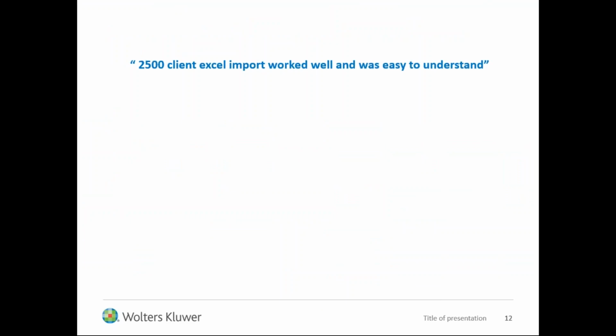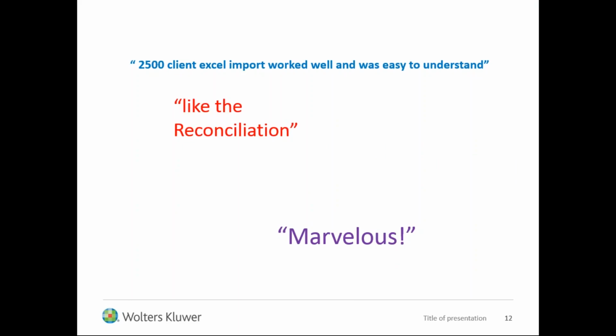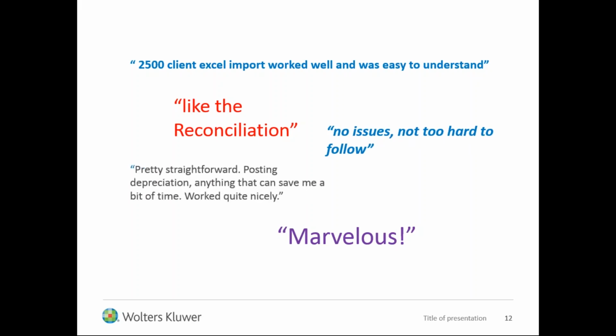I've just taken some of the topmost hits or quotes from customers who have used both the Working Papers Management and also the Fixed Asset Register. I think the important one is that first one, about 2,500 client or fixed asset Excel import worked well, was easy to understand. And like I mentioned, the most popular aspect is the reconciliation element in the Fixed Asset Register. Working Papers Management, people are using it without training. There's no issues, it's not too hard to follow, and it's very straightforward.